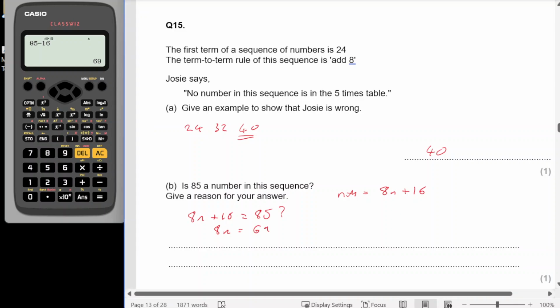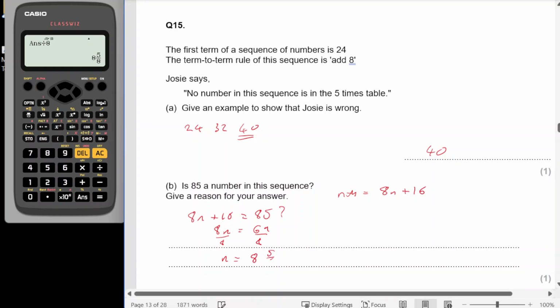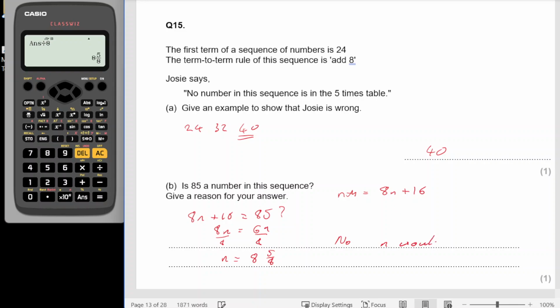And then if I divide both sides by 8, that would give me n is equal to 69 divided by 8. Actually, I want it as a mixed fraction, really. So 8 and 5/8. So is it a reason? No. n would need to be a whole number, or an integer, for 85 to be in the sequence.